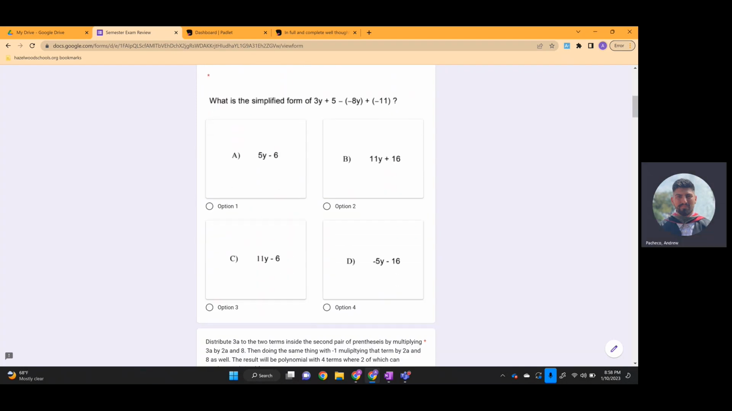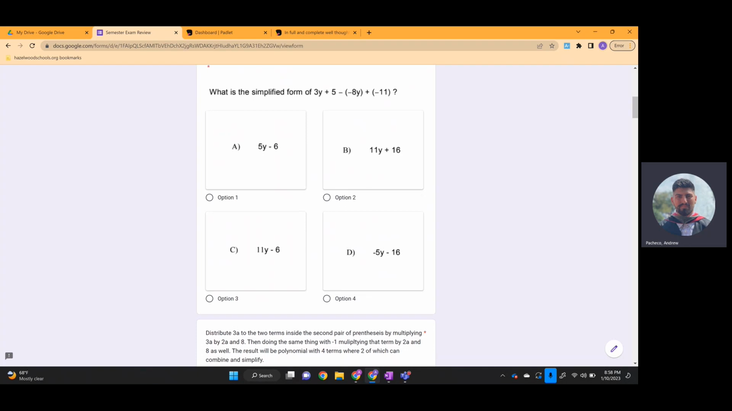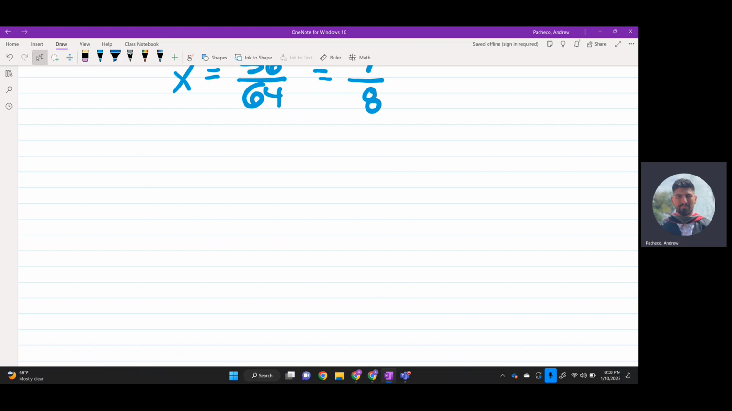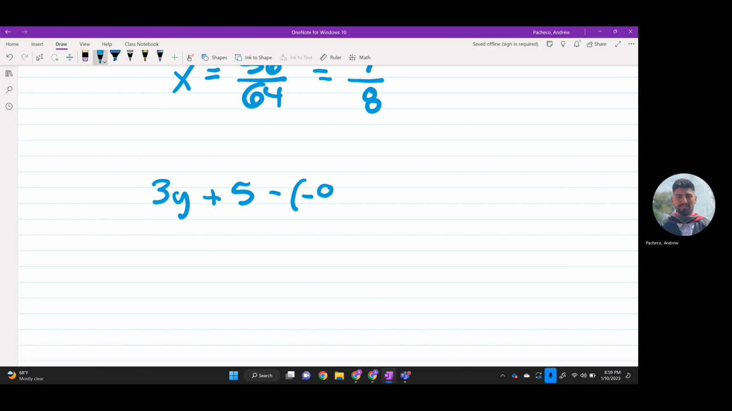For the second question, it says, what is the simplified form of 3y plus 5 minus negative 8y plus negative 11? So all it wants us to do is simplify, which should be easy enough. So if the second question is just simplification, I have 3y plus 5 minus negative 8.